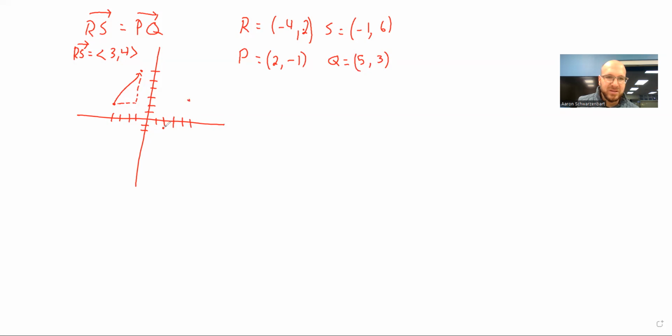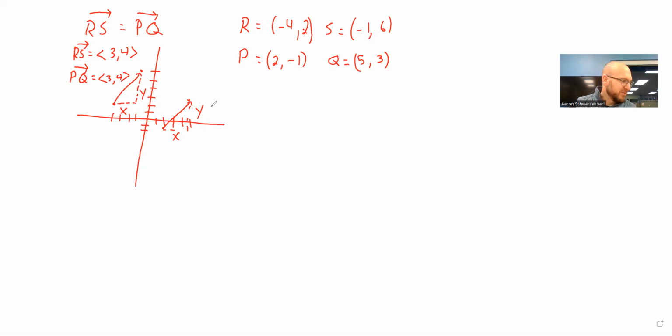I didn't draw this all that great. But again, I'm over 3, up 4. So vector PQ is the same thing, 3, 4. The key here to vectors, they have magnitude and direction, or they have X and Y components. They do not have location. So vectors go from a starting point. Sometimes we'll make that starting point the origin on the coordinate system. Sometimes we won't, okay? So a vector can go anywhere from any place.